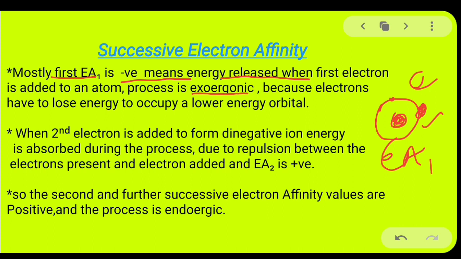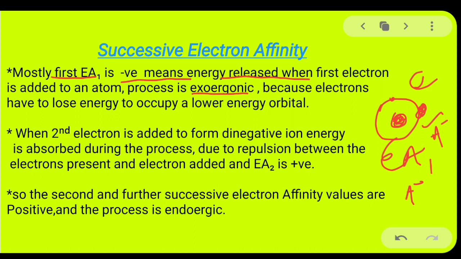Why, children? Because when we add the second electron, at that time we need to add the electron to the A minus. Suppose this is the atom A, and after addition of one electron, the atom becomes an ion, and the symbol of the ion will be A minus. So we need to add the second electron to our A minus ion. In the A minus ion, the electron density is more. When the electron density is more, there is a repulsion between the electron already present and the electron added.